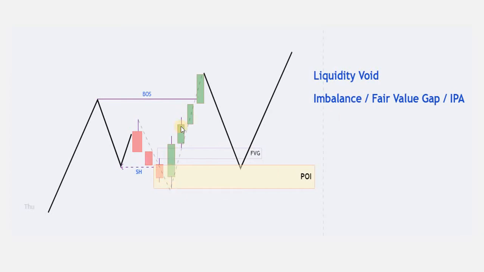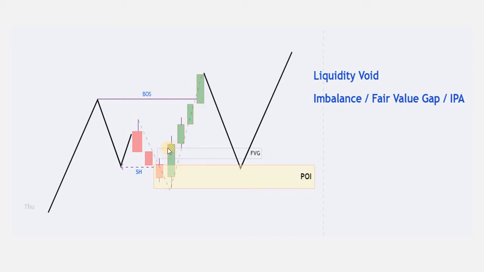Now in this case we have liquidity void. What it means is that price is most likely to travel down here in order to clear all this liquidity, and in this liquidity void there's what we call the imbalance per se. This continuous bullish candlesticks represent a liquidity void.